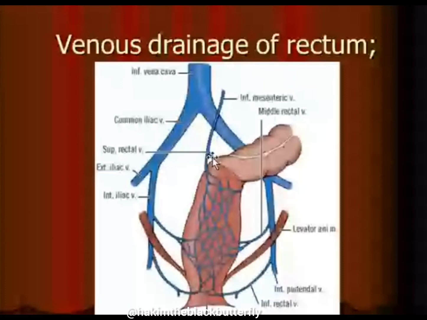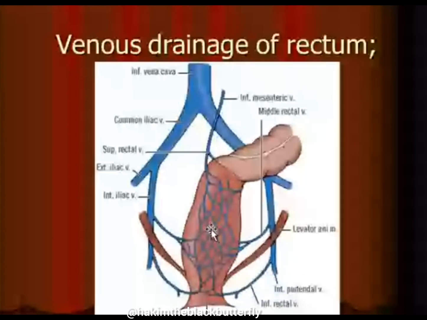Blood in the superior rectal vein is going to go to the inferior mesenteric vein and it's going to finally end up in the splenic and portal vein. So this is portal blood because it will end up in the portal vein. Blood in the middle rectal vein and the inferior rectal vein are going to end up in the inferior vena cava. So this blood is systemic blood.